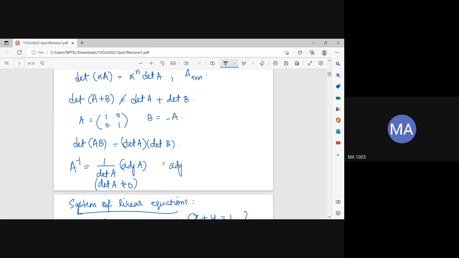What is the adjoint of A? Transpose of the cofactor matrix. And what is a cofactor matrix?